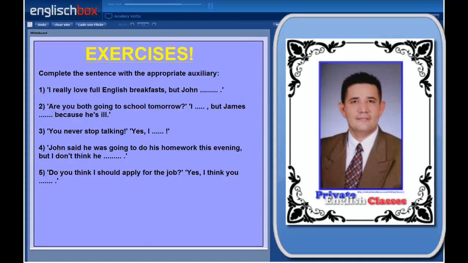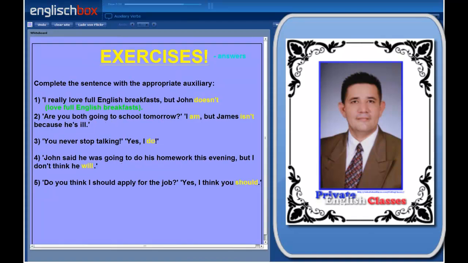So let's try some exercises now. This refers to the first point that I talked about, and you have to complete the sentence with an appropriate auxiliary verb. So have a look at the sentences, decide which auxiliary should go there, and then I'll show you the answers.